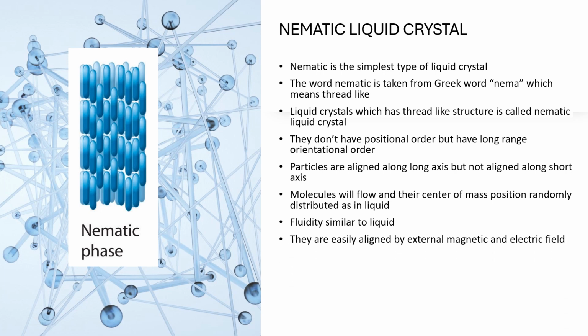They are easily aligned by external magnetic and electric fields. This makes them very useful in liquid crystal displays, that is LCD. It is also used for making telescope lenses for image clearing. This is one of the uses of nematic liquid crystal. Coming to the diagram, we can see that long axes are properly oriented, but the positional order is random. And also it seems like a thread-like structure.